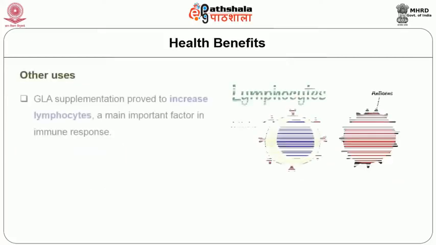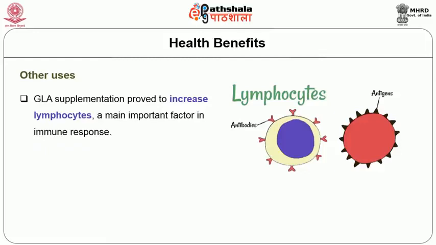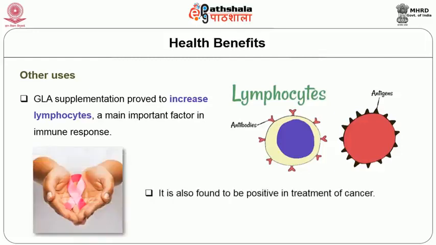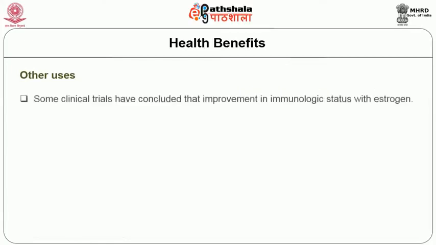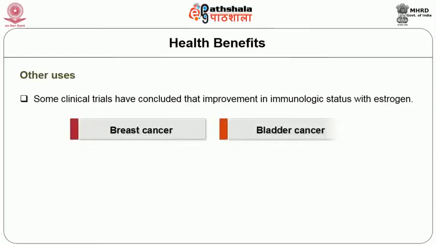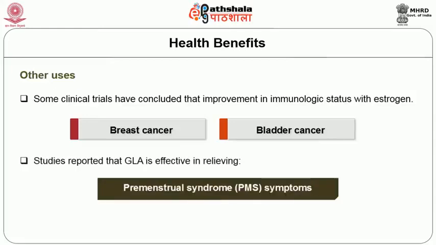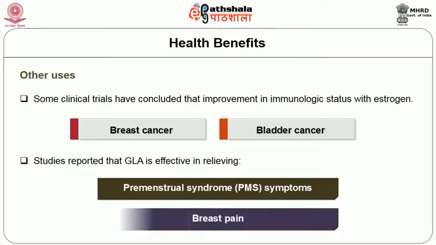Other uses, the GLA supplementation proved to increase lymphocytes, a main important factor in immune response. It is also found to be positive in the treatment of cancer. Some clinical trials have concluded an improvement in immunological status with estrogen-sensitive breast cancer and bladder cancer. Studies reported that GLA, that is gamma-linolenic acid, is effective in relieving premenstrual syndrome symptoms including breast pain.